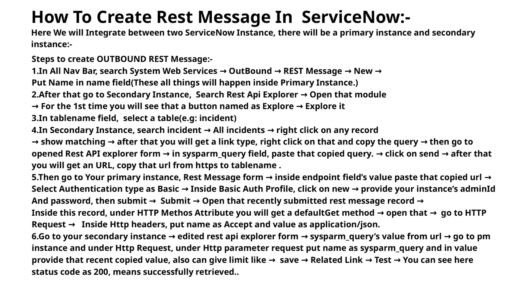Now go back to the REST API Explorer form in the secondary instance and paste that query into the sysparm_query field. Hit Send, and you'll get a URL. Copy that URL from HTTPS to the end of the table name, as this will be used later. Switching back to your primary instance, you go to the REST message form and paste that URL into the endpoint field. For authentication, select Basic, then create a new Basic Auth profile. Enter your admin ID and password for that secondary instance, and submit.